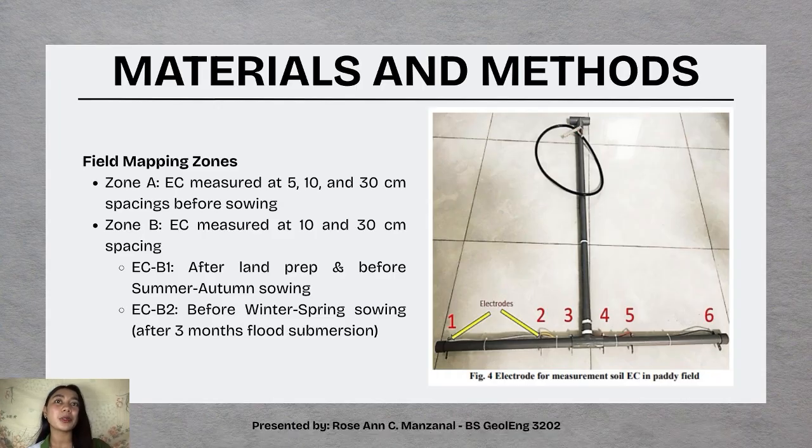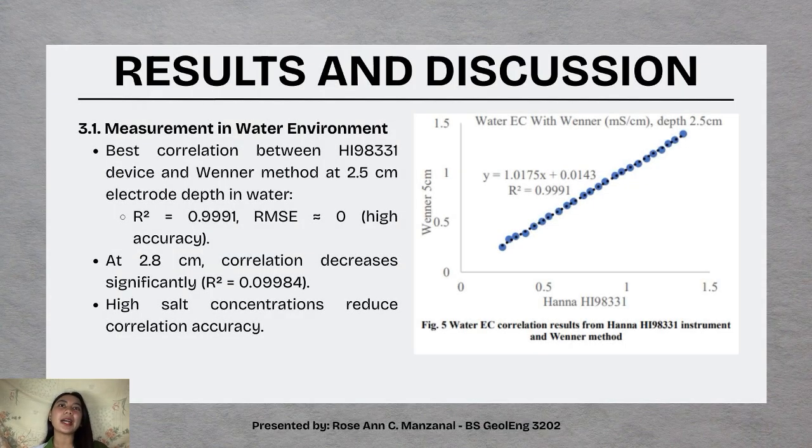In the field, measurements were taken in two zones. In Zone A, they compared EC at 5, 10, and 30 cm spacing. In Zone B, measurements were made before the summer-autumn and winter-spring sowings, with soils submerged for 3 months before the second round. In total, about 800 EC data points were collected, helping to map salinity levels across different conditions and times.